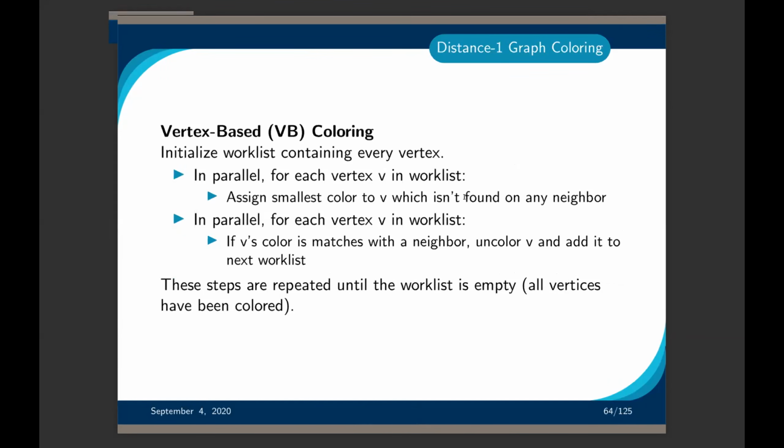In vertex-based coloring, it's really a parallelization of what you might write as a simple sequential algorithm. In parallel over each vertex, you loop over the neighbors of V and find the smallest color that isn't shared by any neighbor. Then you just color V with that. But since we're doing this in parallel, there can be data races where vertices might be adjacent and end up with the same color. So we have to do a second pass where we find where these conflicts happen. Then we uncolor the vertices that are in conflict and add them to the next work list. And we just repeat this until all the vertices have been colored.